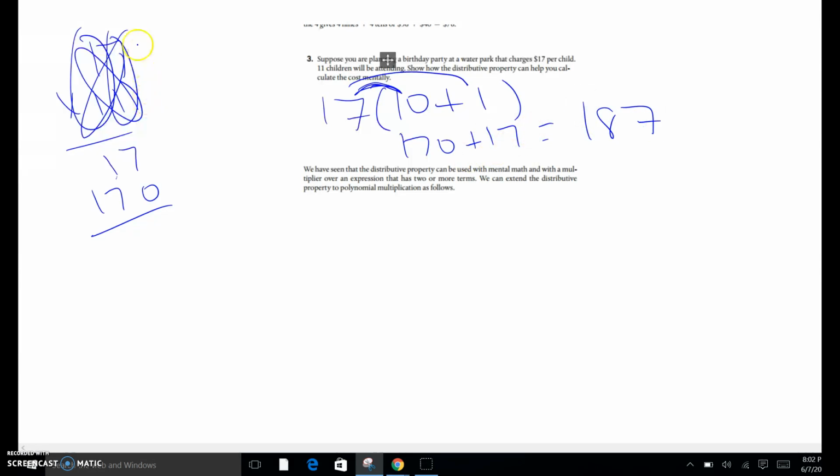Right? And notice that's what you get when you do the standard algorithm. 1 times 7 is 7. 1 times 1 is 17. That's your 17. That's this part. And then you come over here. This really isn't a 1. It's a 10. When you take 17 times 11, this is really in the 10 spot. So this is your 10 times 7 and 10 times 10, which gives you 170.